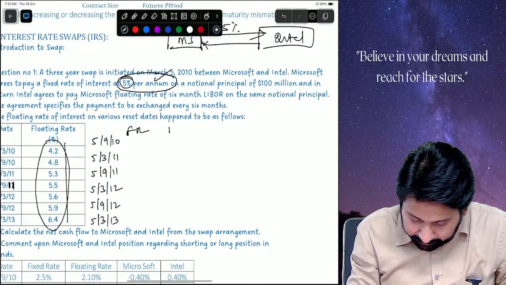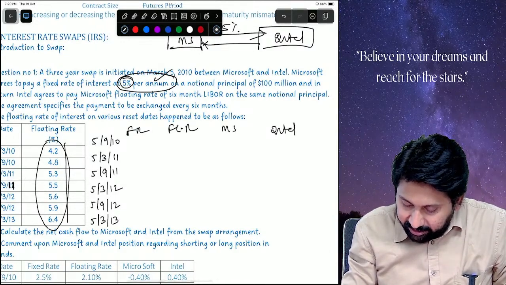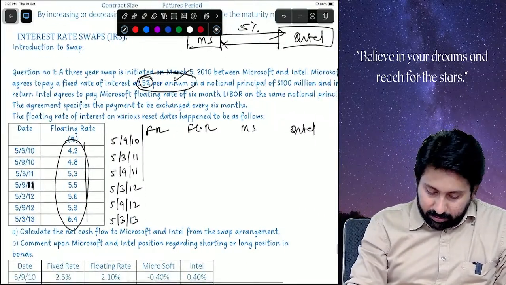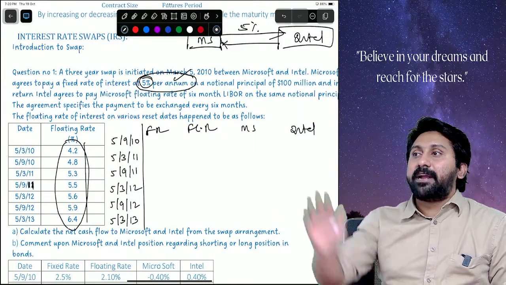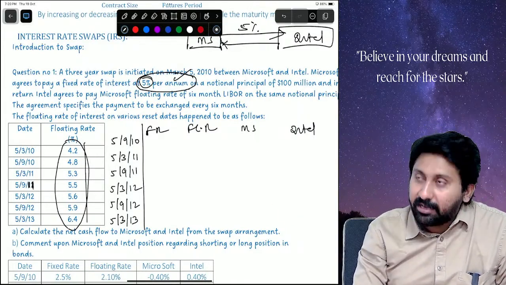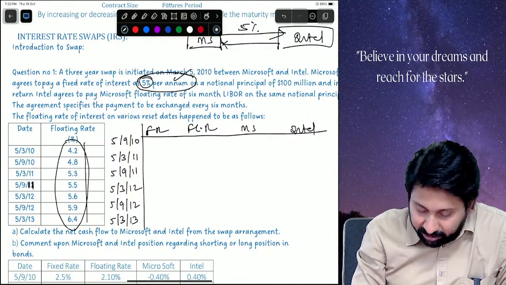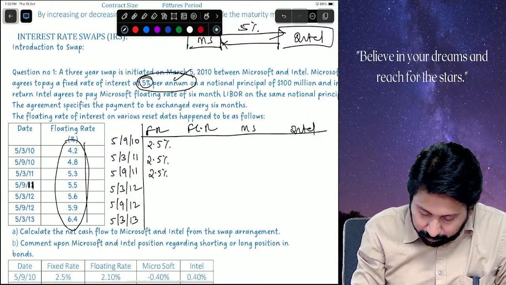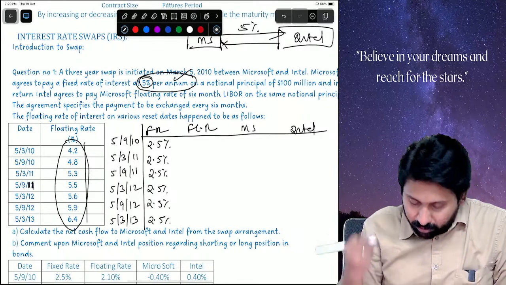Fixed rate, floating rate, Microsoft and Intel. You tell, I will write. Tell me. What is the fixed rate at which Microsoft will pay Intel? 5. 5 will be for 1 year. But we should take only how much? 2.5, 2.5, 2.5, 2.5, 2.5 and 2.5.